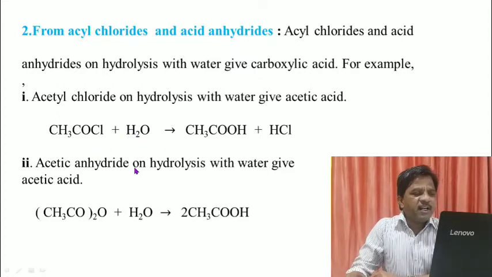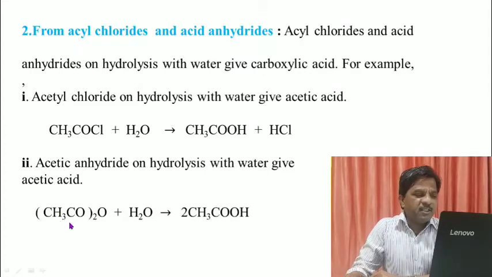And from acetic anhydride, so the reactant here, in place of acetyl chloride, is acetic anhydride. Now this is an example of acetic anhydride. How is this compound formed? This compound is formed by removal of a water molecule from 2 molecules of acid, and the water molecule is removed by using a dehydrating agent like phosphorus pentoxide.